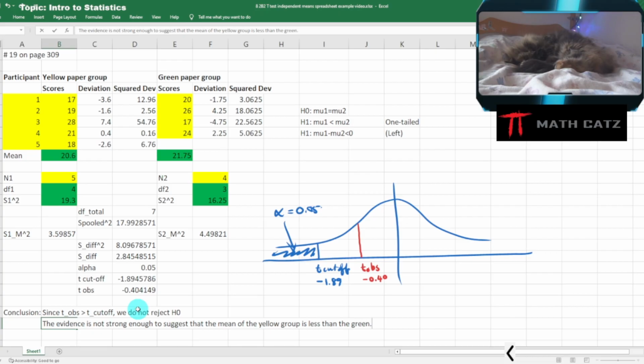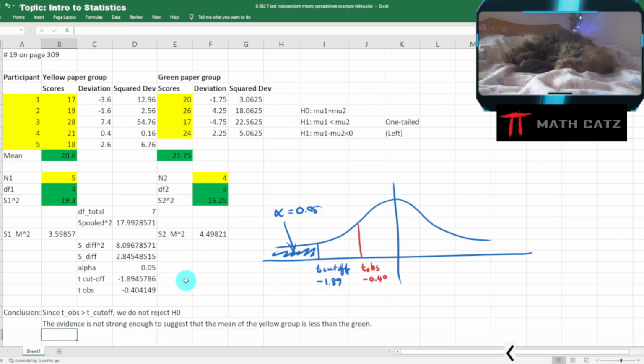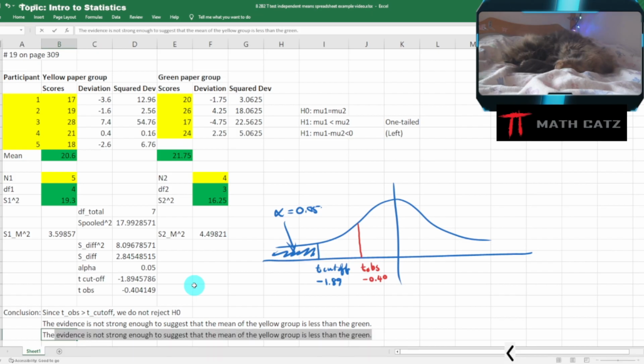Now you can phrase it again, referring to the, what was it, anxiety? I don't remember. What was it? Let's move this. What was the question? Anxiety scores. You can phrase it again with even more reference to the question. The evidence is not strong enough to suggest that using yellow paper decreases anxiety. Let's write that down. So yes, we have sort of the mathematical, statistical language of saying these things, and it's always nice to be able to phrase it in words that the original question uses. The evidence is not strong enough to suggest that yellow paper reduces anxiety compared to green paper.